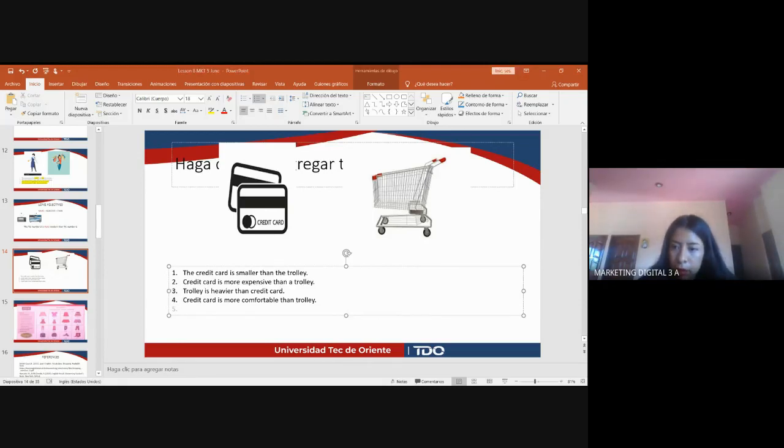The credit card is weaker. I will say fragile. Okay, the credit card is weaker than the trolley. Okay. Very good. Yes, good sentences.